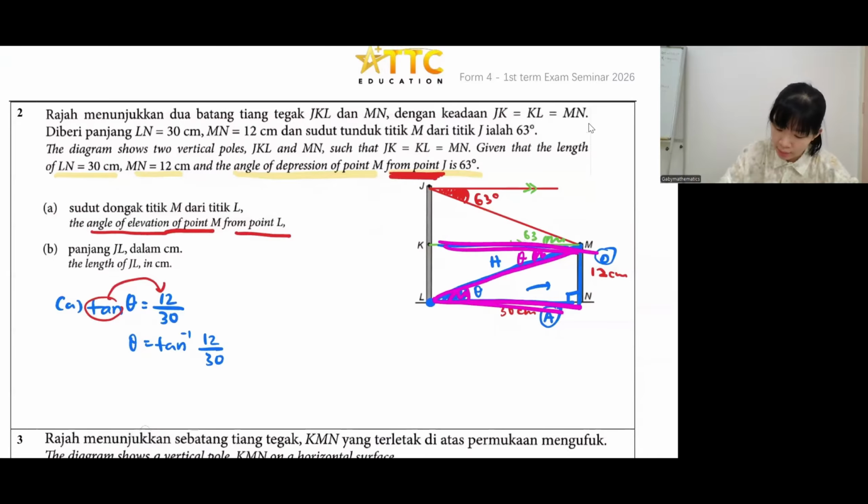Yes. Okay, so now use the calculator. Okay, guys, shift tangent. Key in your calculator. Shift tangent 12 over 30. Do you get 21.8 degrees? So this is part A.